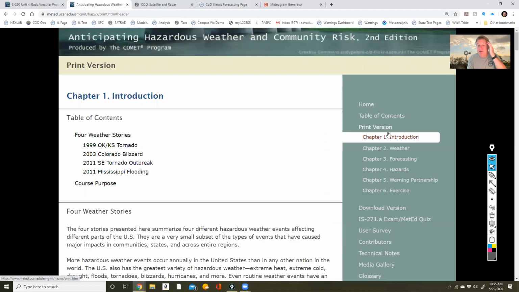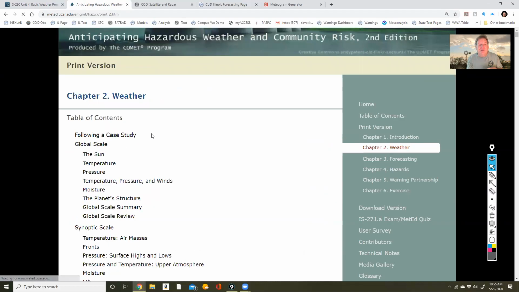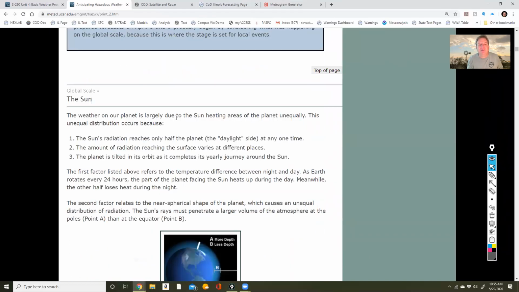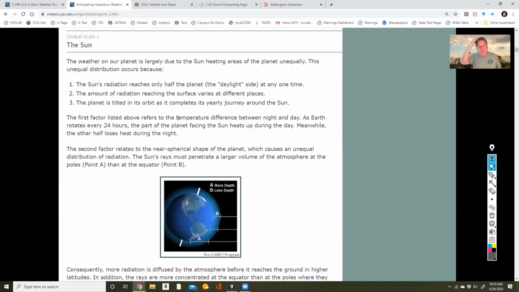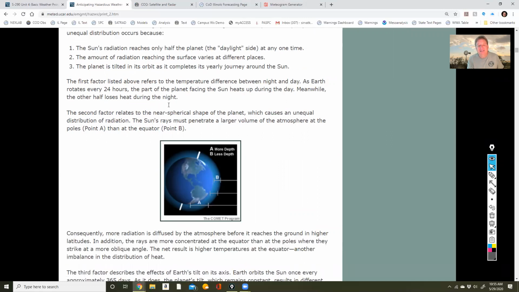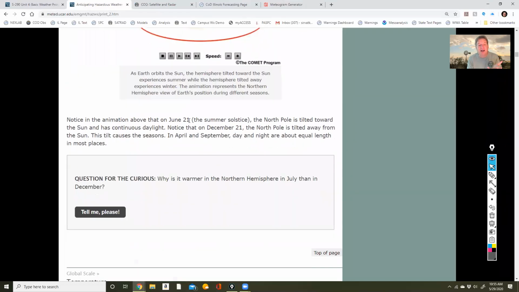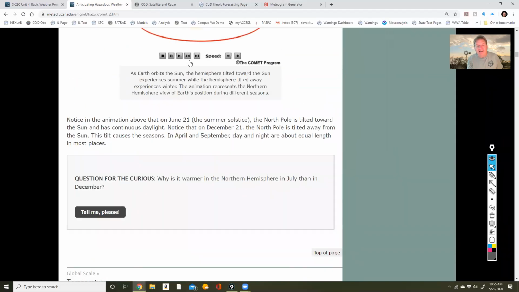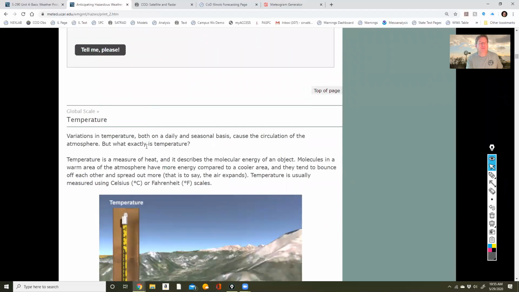So I go back to the top of the page, and then I go to weather. And notice that in weather, there's a lot of information in here that's very similar to what we did in the basic weather. Hey, look, the sun. The sun radiation reaches only half the planet. We showed you that. The amount of radiation varies. It's tilted. That causes this. So here's the same diagrams, the same videos. Be curious. Tell me, please. There's one of the questions on the worksheet that says, be curious, and that's where the answer is.